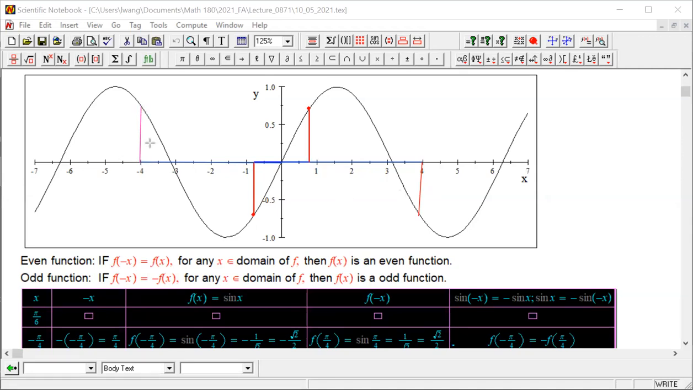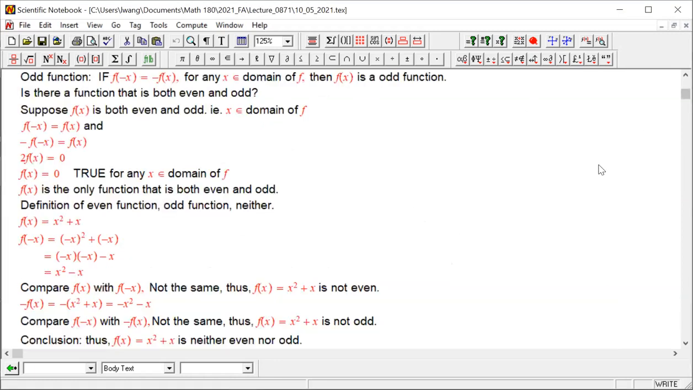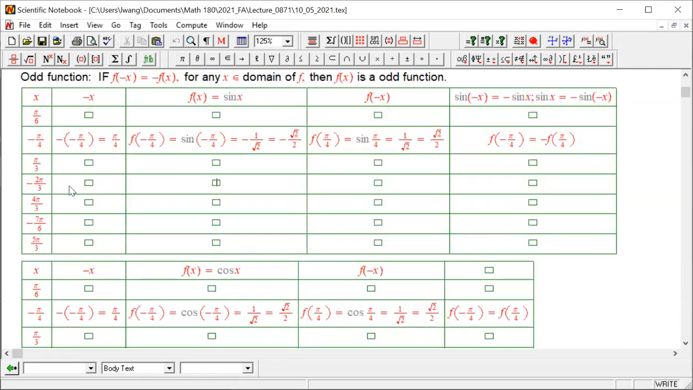And this red and that purple, they're opposite. So this is true everywhere. This is true everywhere, okay? That's what it is, an odd function. In particular, of course, it is true for these selected values I have given you on the table. It is true for all of these. Counterclockwise, clockwise, everywhere. That's the meaning of it.